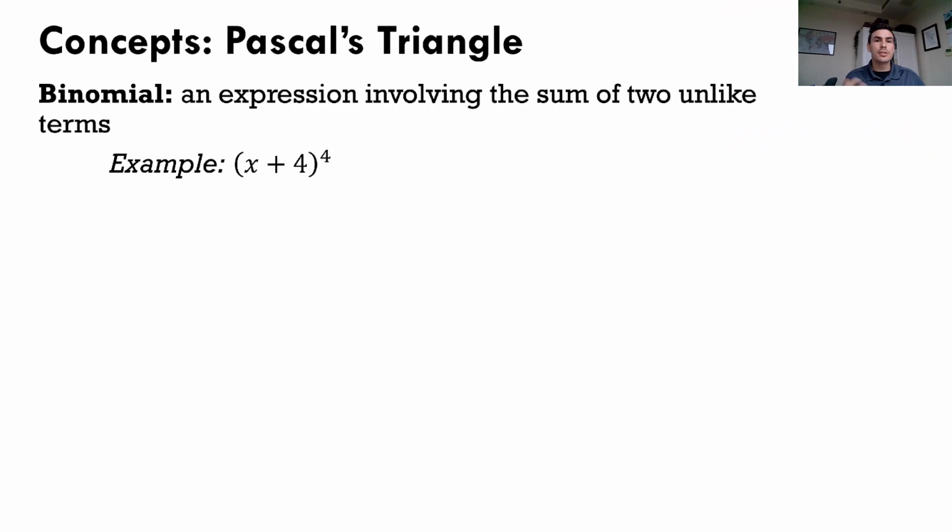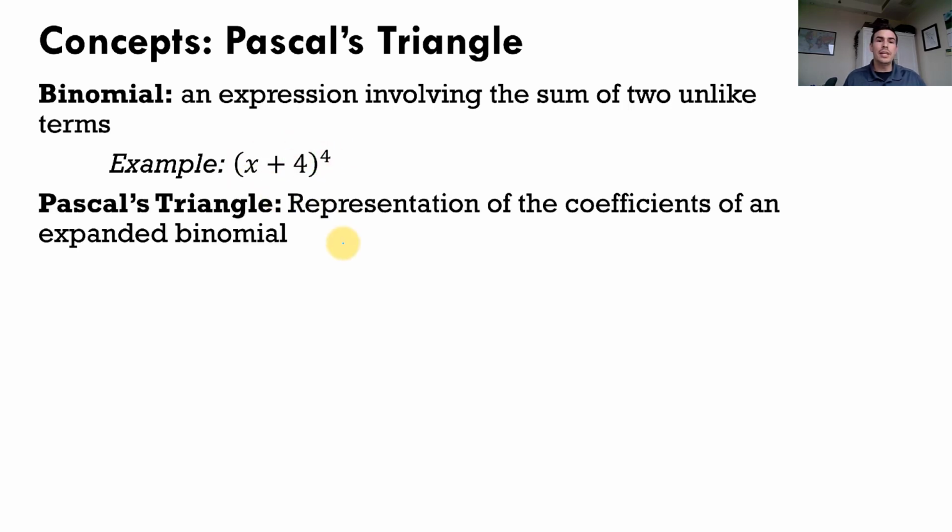First things first, just a recap of what a binomial is. It's just an expression involving the sum of two unlike terms. So an example here is a binomial to the fourth power. I've got x plus 4 all raised to the fourth power. Now our triangle is just a representation of the coefficients of this expanded binomial. So if I took this x plus 4 raised to the fourth power, I can use my triangle in order to find out the coefficients of this expanded binomial.